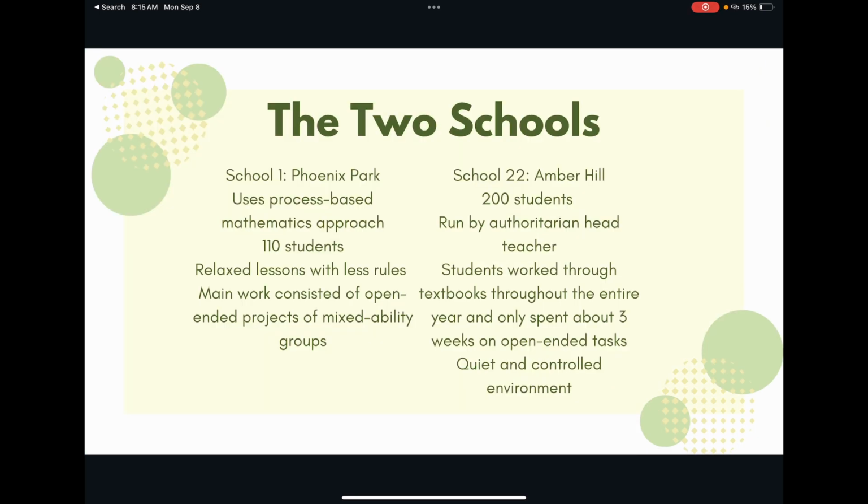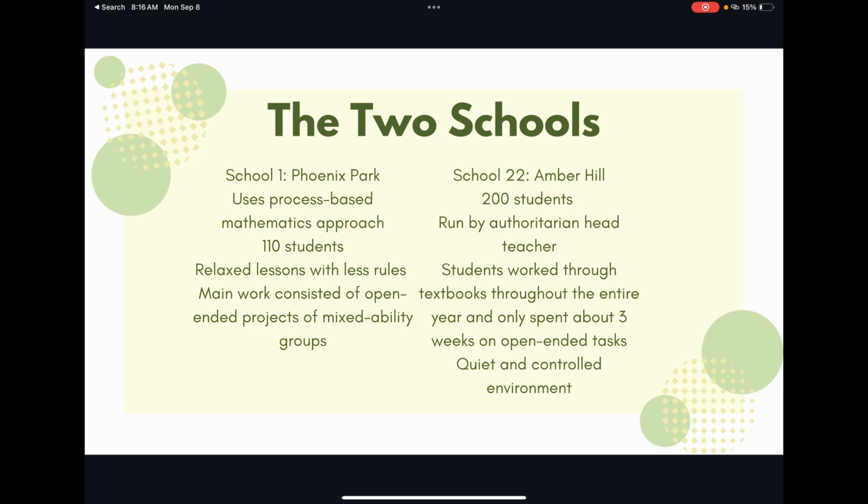So let's look at the two schools. The first school is called, for the sake of the article, Phoenix Park. This school uses process-based mathematical approaches. It's a small school of about 110 students, and the lessons are pretty relaxed with fewer rules. The main work for them consisted of open-ended projects in mixed ability groups. The projects would last 2 to 3 weeks, and then there would be a new project, and all of the projects had the concepts that they're learning in math, throughout the whole year. It was probably only about 3 weeks in the year where they would actually do closed mathematics for assessment purposes.